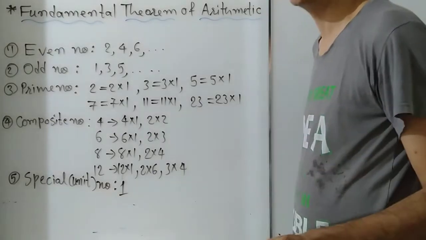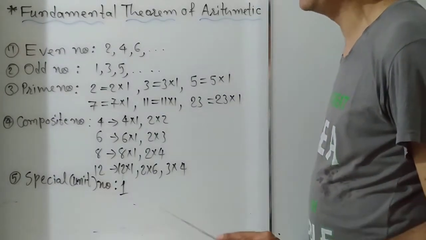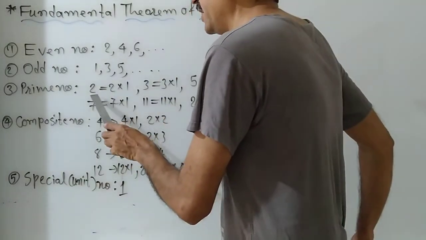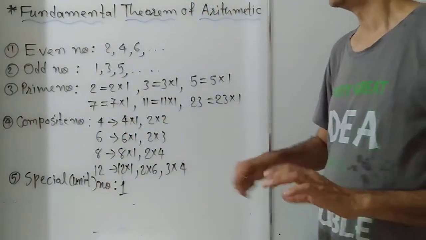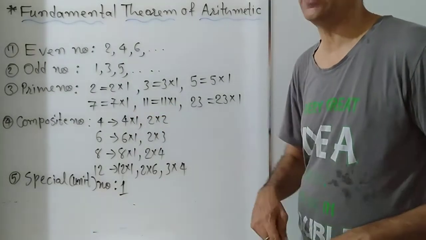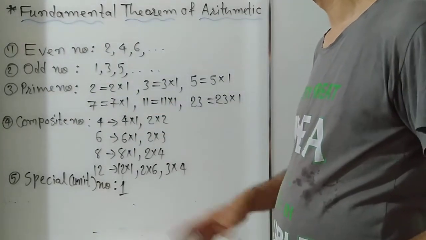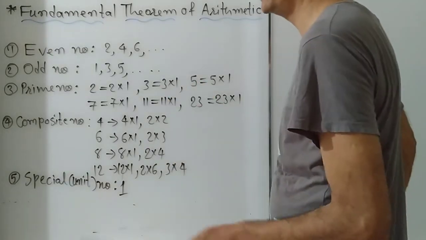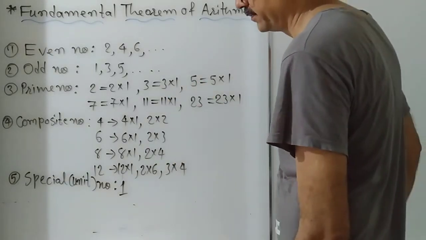You may be asked a short question in an MCQ or fill in the blank. Dash is the smallest prime number. Then dash is the smallest even prime number. The answer is 2. Let's move to composite numbers. Those which are not prime are said to be composite, except 1.